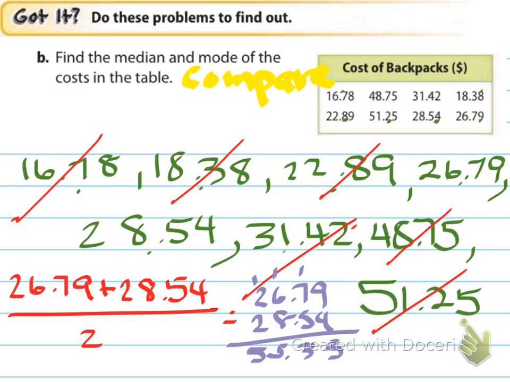Now, obviously, you should know that that's not the answer. A lot of times I will tell you that people make the mistake of putting down the answer as 55.33. That's not the median. That's when we added the 2 middle numbers together. That's not going to work. So now we need to divide this by 2. So now we can get together our 55.33 and divide that by 2.